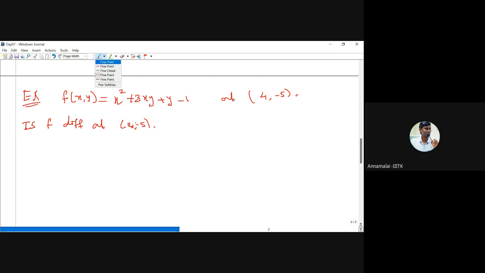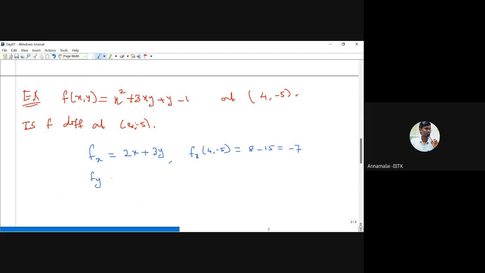Actually, we can directly find the value. We have to treat y as a constant and then differentiate. So the derivative of x square is 2x, and for 3xy, since 3y is a constant, the derivative of x is 1, the derivative of y is 0, and the derivative of minus 1 is 0. So this is fx. Now what is the value at the point 4 comma minus 5? Substitute x equal to 4, therefore 8 minus 15, which is minus 7. So fx exists.